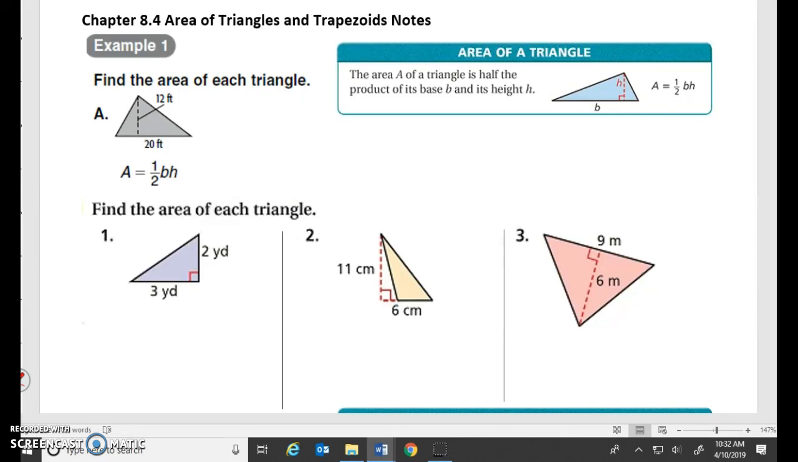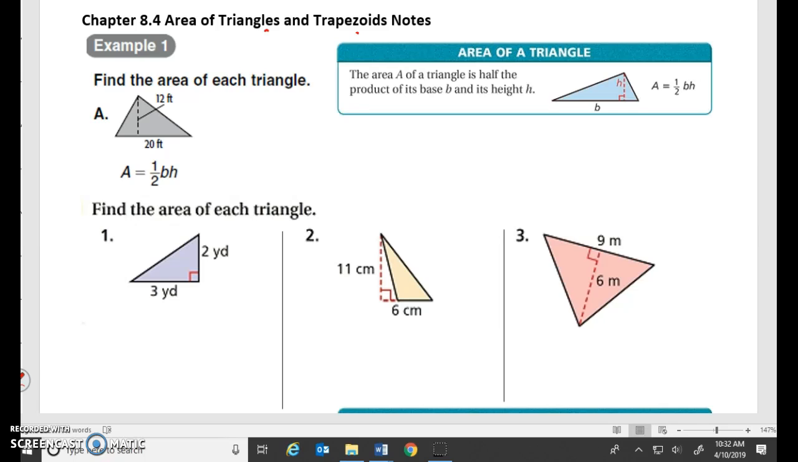Okay, you are on 8.4 notes. Notice we are now going to find the area of triangles and trapezoids. We've already done rectangles and we've done parallelograms. We're still going to be writing down a formula, and underneath our formula we're going to fill in numbers, solve it, and put on a label. We're going to follow the same procedure, but of course with each shape we get a new formula.